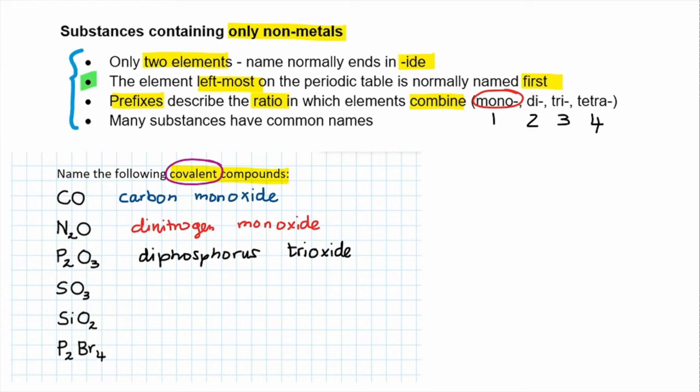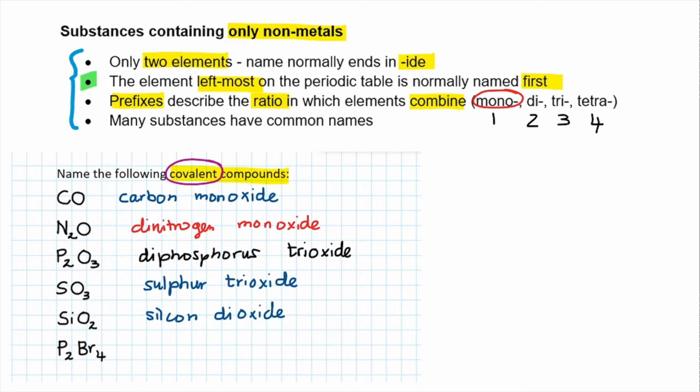We then have a substance that contains sulfur. Sulfur is leftmost, so we write down sulfur first. It does not have a prefix because it is the first element that we're going to name, and there's only one of them, of course. Then oxygen will become trioxide because this compound contains 3 oxygen atoms. We then have silicon, and it will be dioxide because this compound contains 2 oxygen atoms.